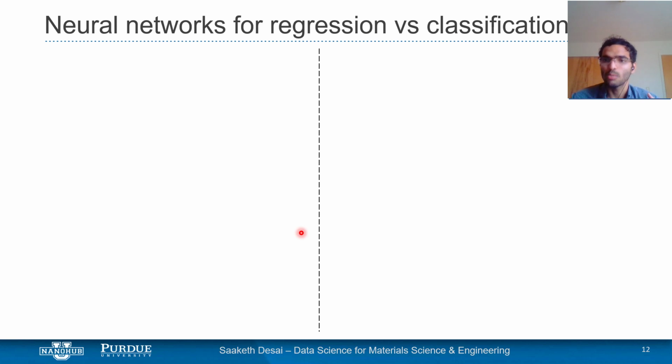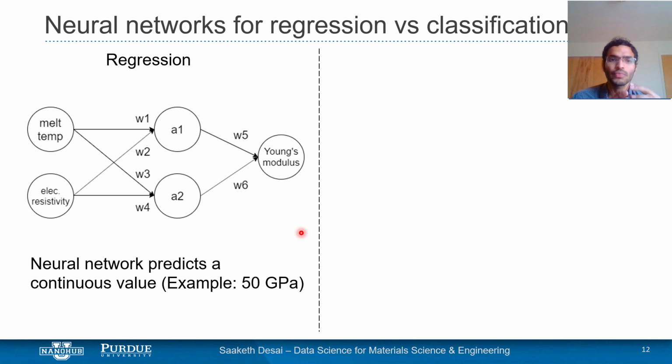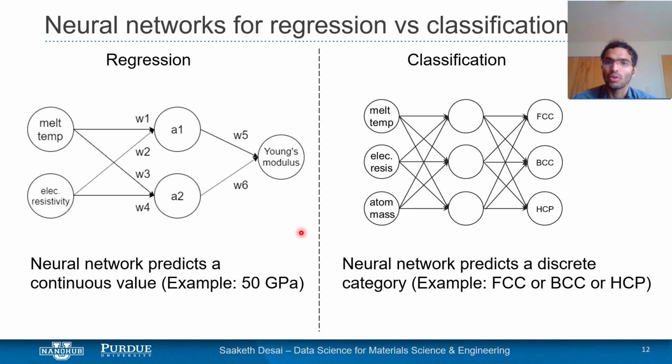So let's understand this a little bit better. In a regression task, we saw how to predict Young's modulus given the input's melting temperature and resistivity. The key characteristic of a regression task is that the output is a continuous value. So the Young's modulus could be 50 GPa, it could be 51 GPa, it could be any value in between. What is fundamentally different in a classification task is that the neural network now predicts a discrete category.